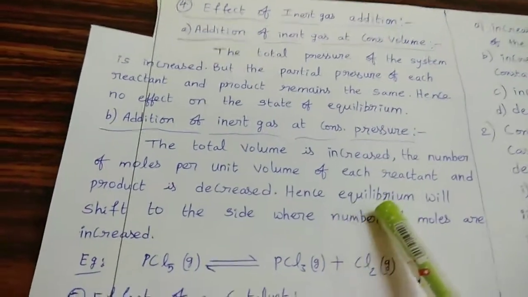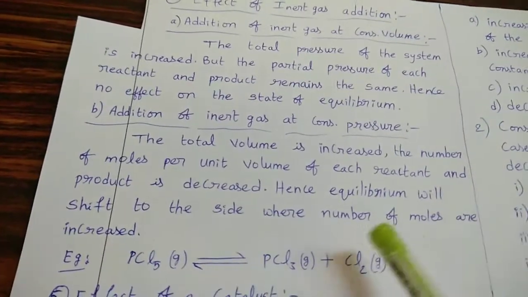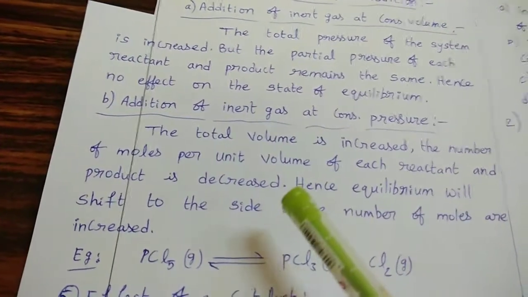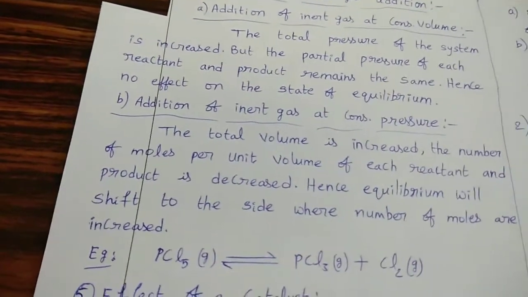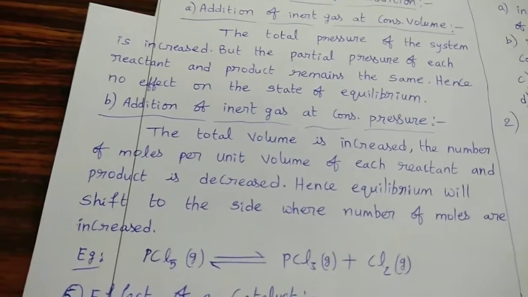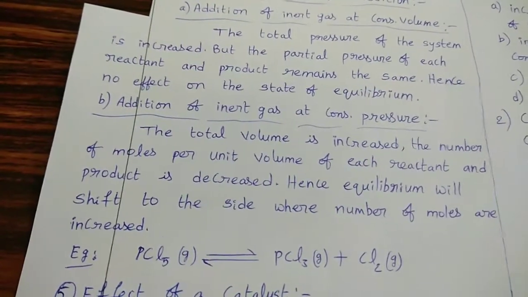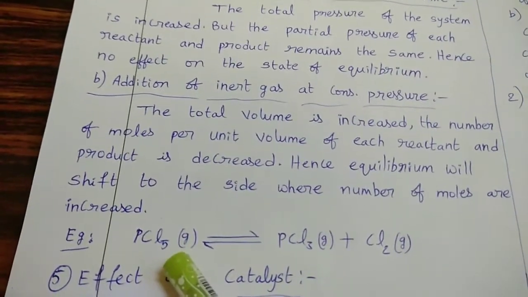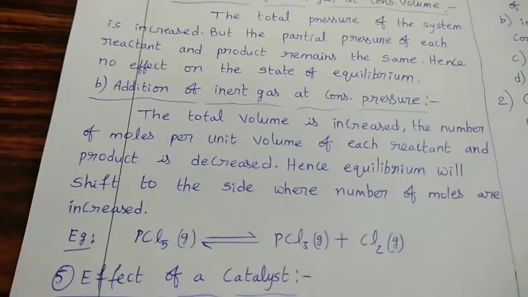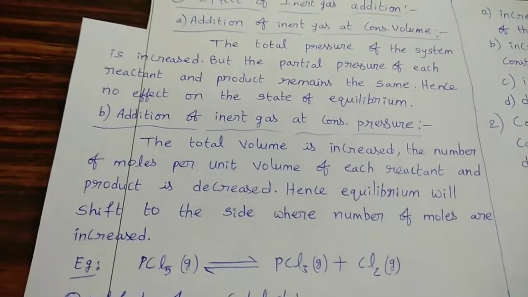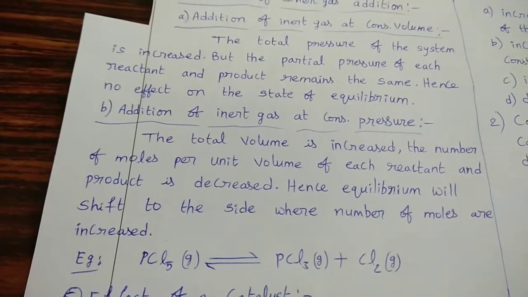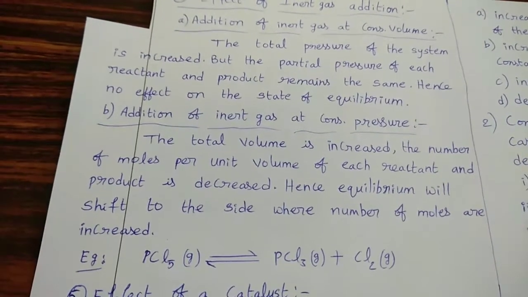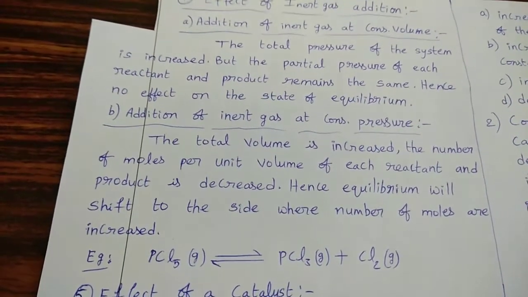So in that condition, what happens? The equilibrium shifts in such a direction in order to increase the number of moles. Per unit volume, number of moles are decreased. Again, to reach the same number of moles, equilibrium shifts in such a direction to increase number of moles. See, in this example, PCl5 undergoes dissociation to PCl3 and Cl2 when inert gas is added at constant pressure to this mixture. I hope you understood this addition of inert gas at constant pressure clearly.